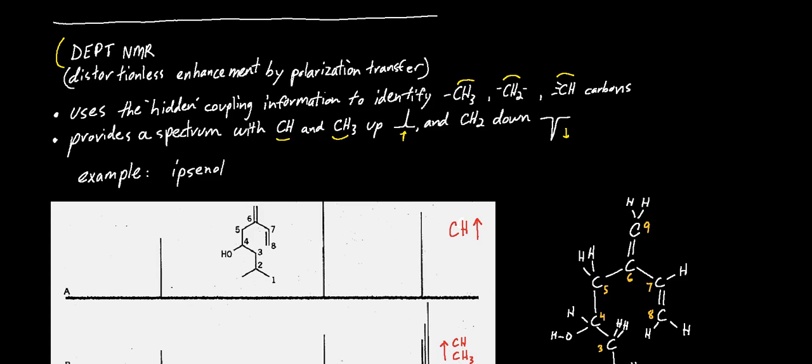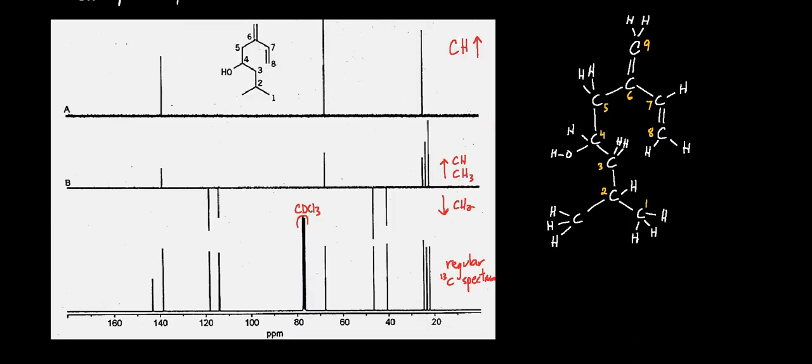The best thing to do is to look at an example in depth. So this is the molecule ipsenol. I've drawn it over here on the right so that we can see all the carbons and protons. On the bottom is the regular carbon-13 NMR spectrum. The middle is the most useful. That's our DEPT that we do most often, where the carbons that are CHs and CH3s are pointing up, CH2s pointing down. And then you can distinguish the CH3s from the CHs by doing one more DEPT where it only shows the CHs pointing up.